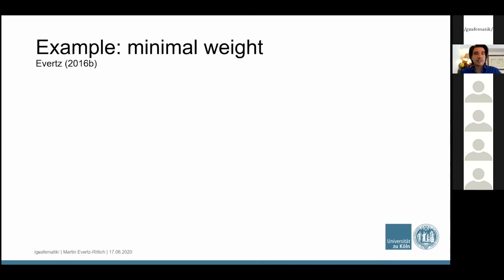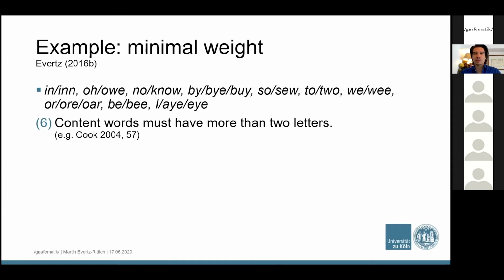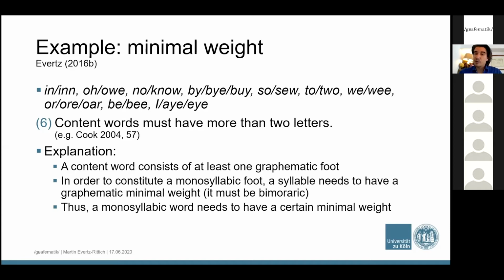Let's have a look at an example, the minimal weight of graphematic words. I think we all know these contrasts, like the preposition "in" versus the noun "in", or the particle "no" versus the verb "know". And normally these contrasts are explained by the so-called three-letter rule: content words must have more than 2 letters. But this is just a description. With the graphematic hierarchy, we can explain why this is so.